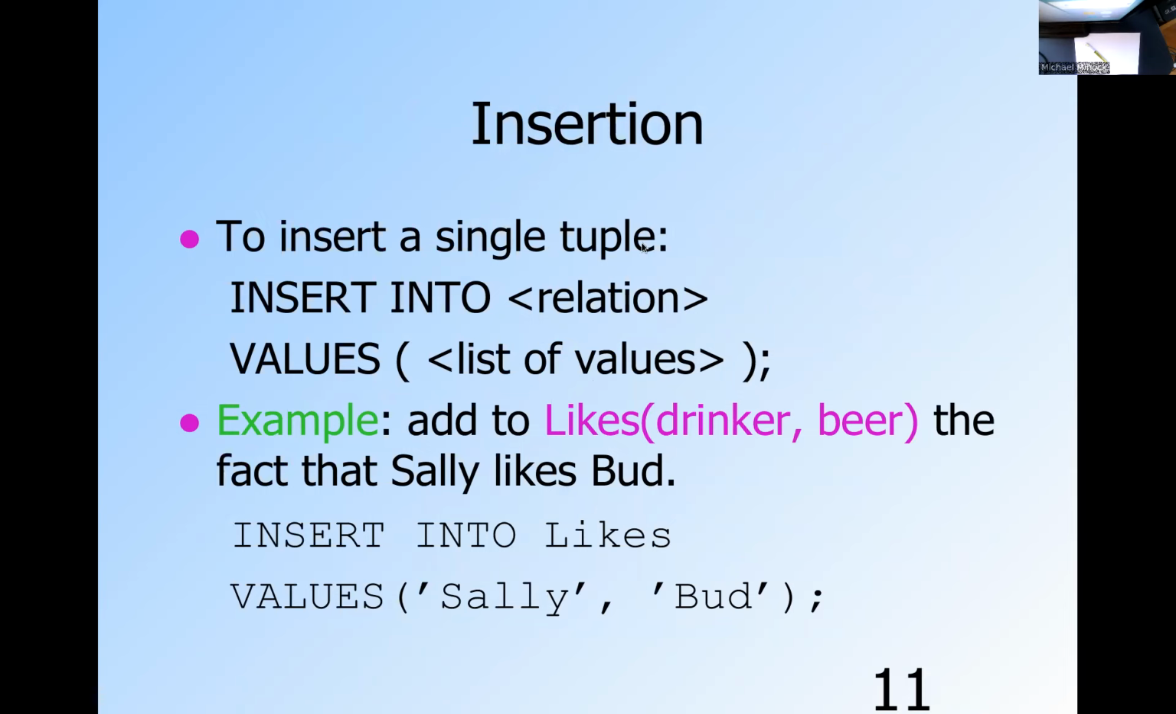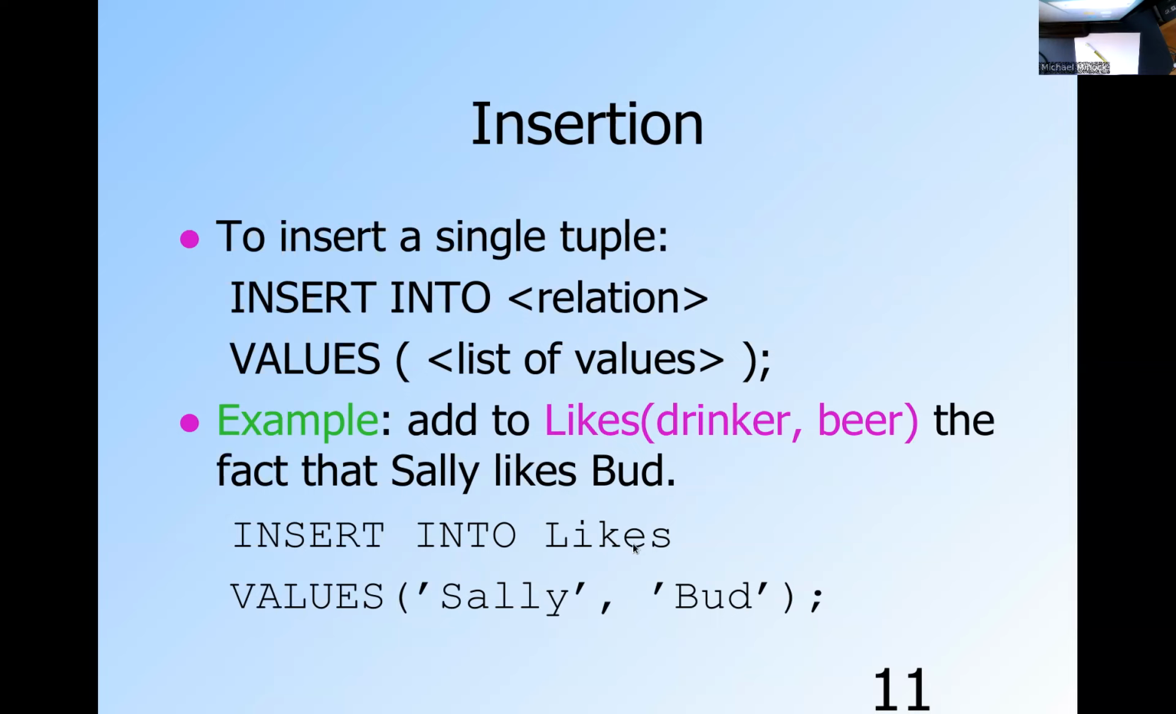The way inserts work is all very straightforward, but I'll make some comments as we go along. The syntax is very old, so it's not particularly appealing. It looks very old, but it's what we're stuck with. Basically you say insert into likes, so likes is a table here. Then it's going to line up the values in the declared order of the attributes, and put in the values for Sally and Bud.